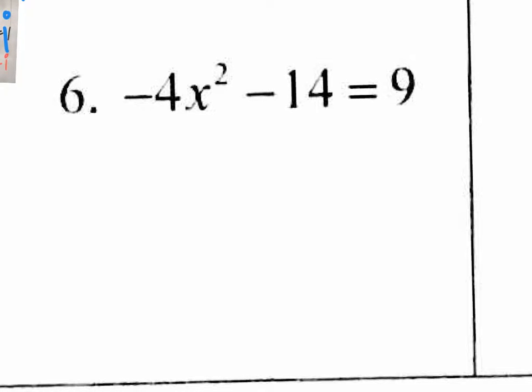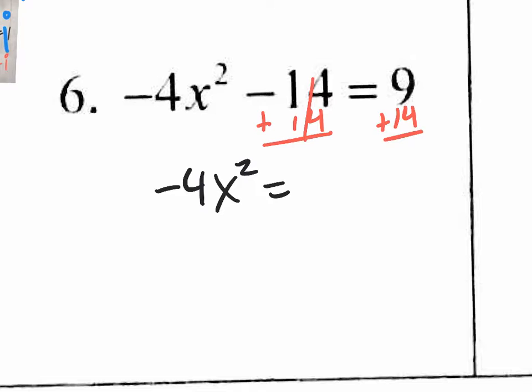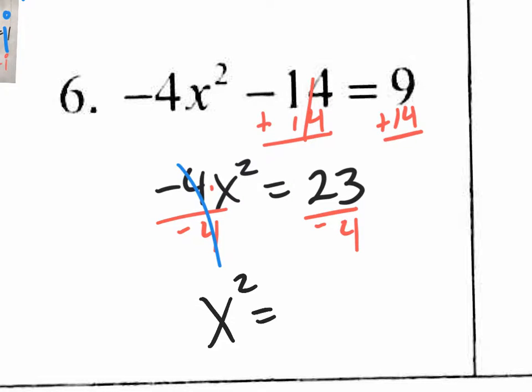So add 14. Add 14. What do we get? 23. So we're going to end up with negative 4x squared equals 23. Then what? Divide by negative 4. Divide by negative 4. This is going to be ugly. Cancels. x squared equals 23 over negative 4.